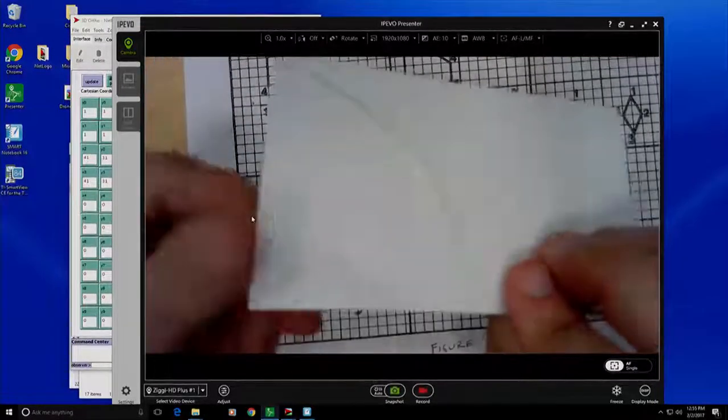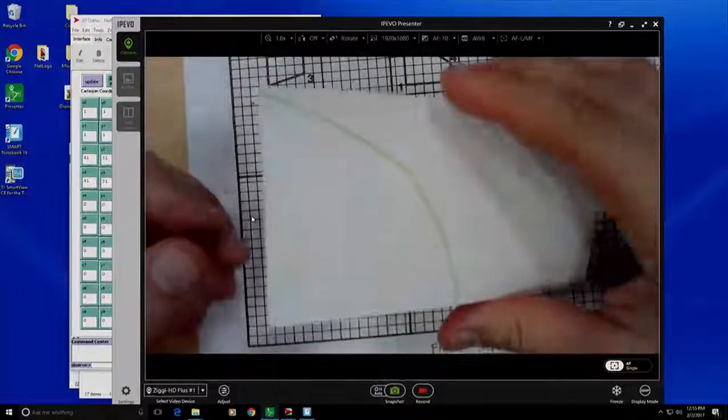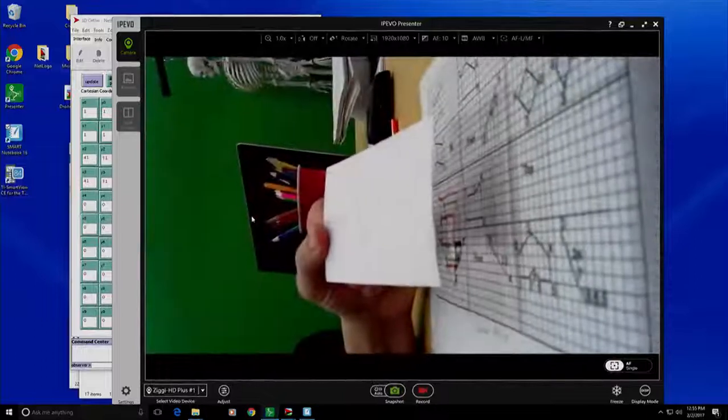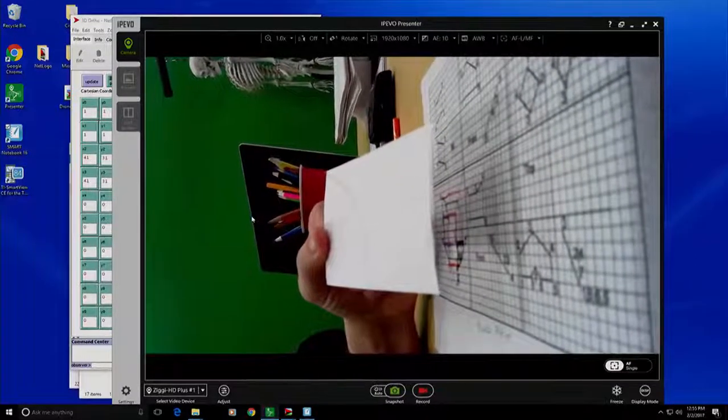So again, if I take this piece and show it to you from here, and you know it's tilted, if I then look at it from there, you can see how we've replicated.